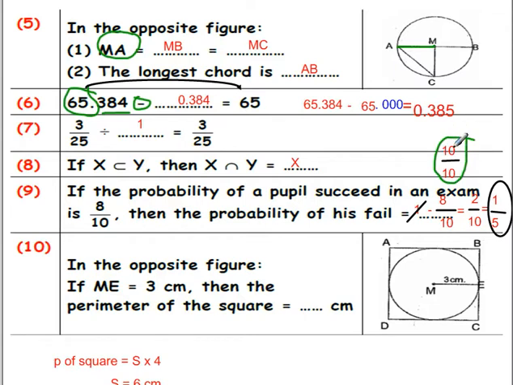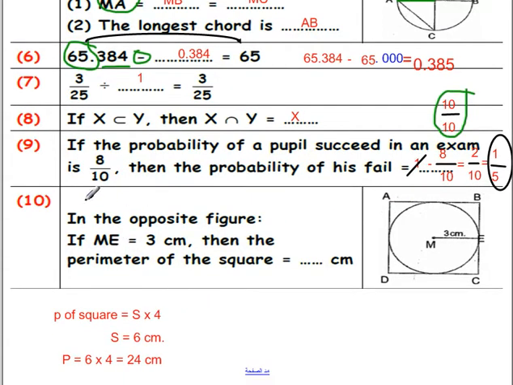Instead of 1, 10 over 10 equals 1, but 1 is a magic number, so I will put 10 over 10 instead of it and make the subtraction. 10 minus 8 equals 2 over 10. Don't forget to simplify any fraction. 2 divided by 2 equals 1. 10 divided by 2 equals 5.